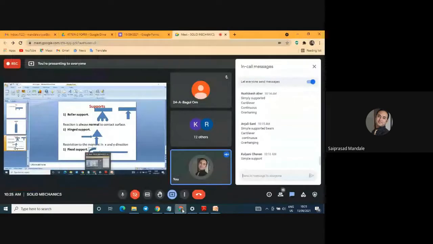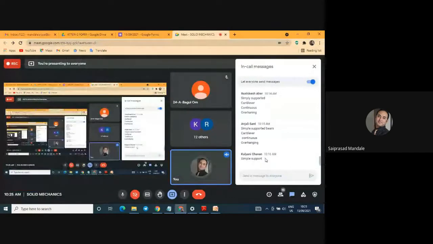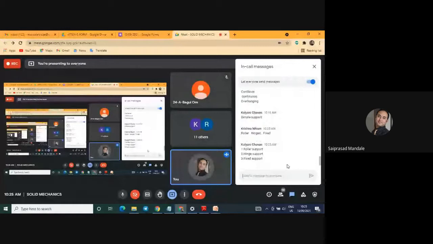Just give me a confirmation. What are the three different types of support that we have seen right now? Just give me a confirmation in the chat box. Krishna Nikam: roller support, hinge support, and fixed support. Very good. Kalyani Chavan, very good. Krishna Nikam, very good. Divya Iyer, very good. Okay.